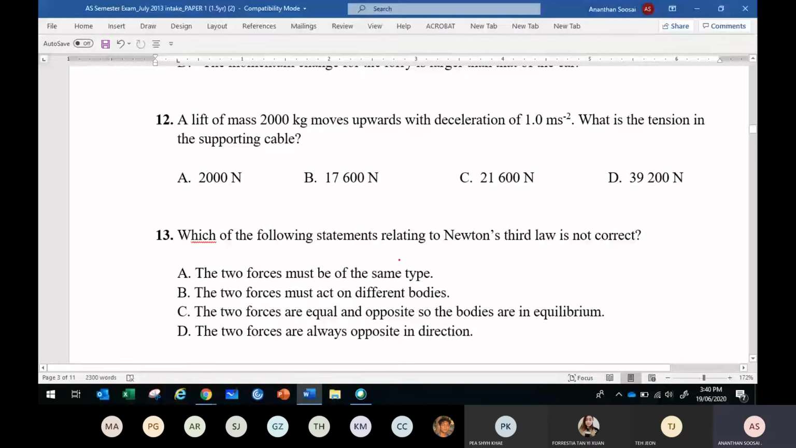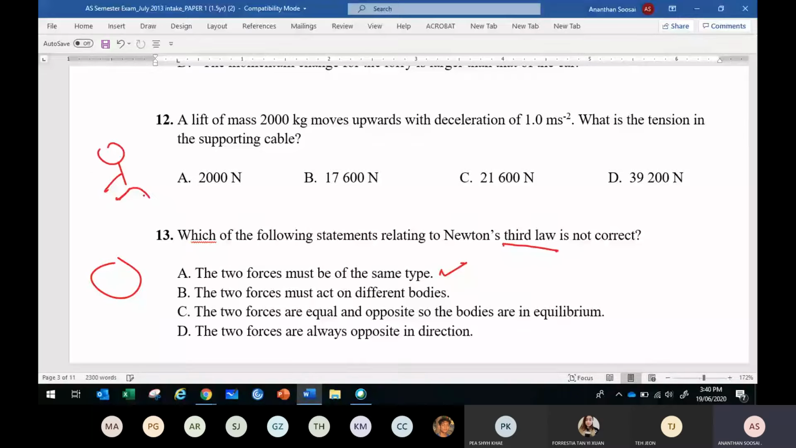Which of the following statements relating to Newton's third law? So Newton's third law, action reaction. Two forces must be the same type. Yes, correct. I told you that for action reaction, the type of force must be the same. Let's say the earth pulls you, that is action, and you pull the earth is reaction. Both forces are the same type, both gravity. Action reaction must always be the same type. The two forces must act on different bodies. Yes, body 1 and body 2. If action is on 2, the reaction should be on 1.